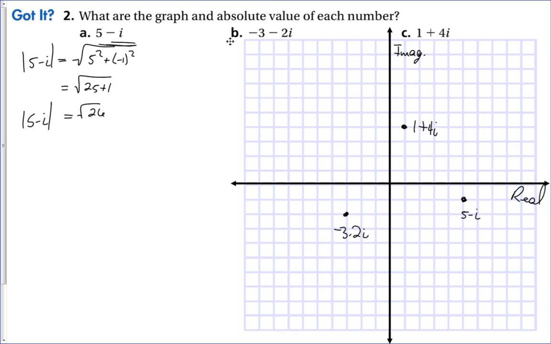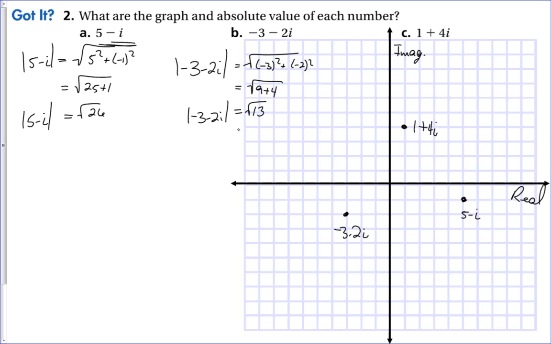Next, let's do this one. The absolute value of negative 3 minus 2i is going to equal the square root of negative 3 squared plus negative 2 squared. This is going to equal 9 plus 4, which equals the square root of 13, and 13 is a prime number. So that is written in simplest radical form. So for B, the answer is the square root of 13.